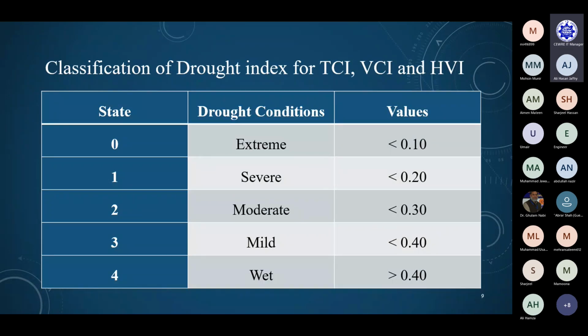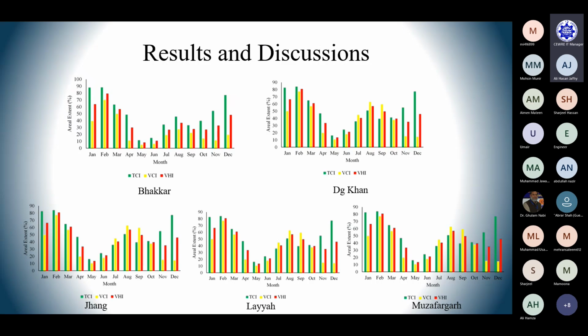And here are the drought conditions. If the value is less than 0.1, then it's extreme condition, 0.2 severe condition, less than 0.3 moderate condition, less than 0.4 mild, and if the value is greater than 0.4, then it's wet condition. And in percentage: 10, 20, 30, 40 and above 40%. So here are the results and discussion.